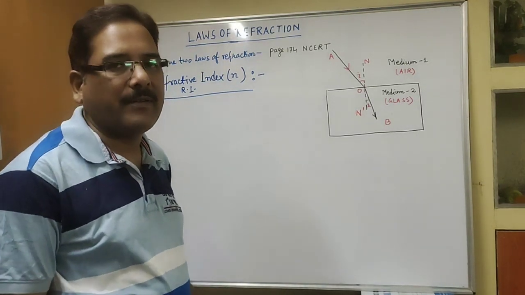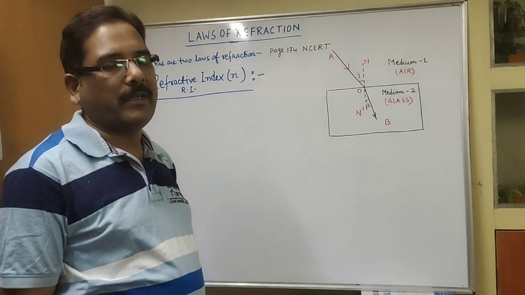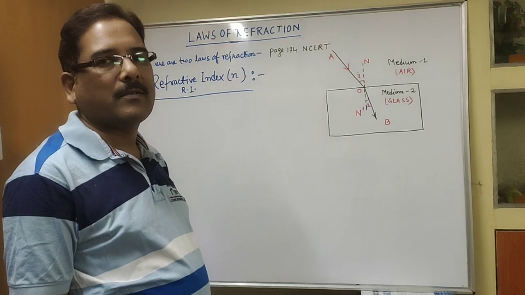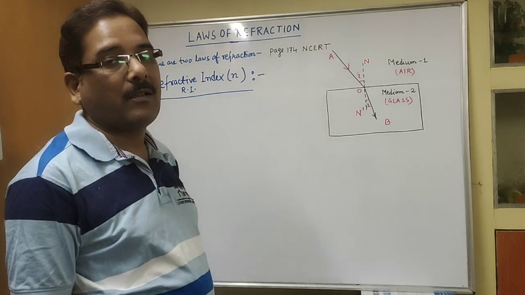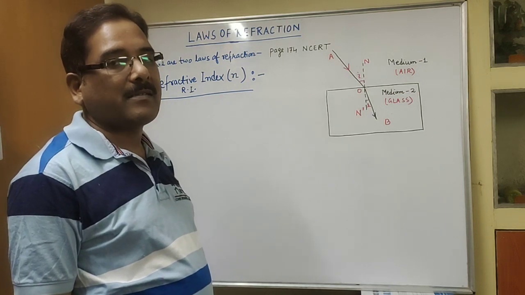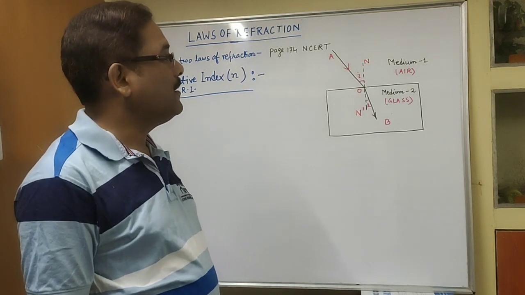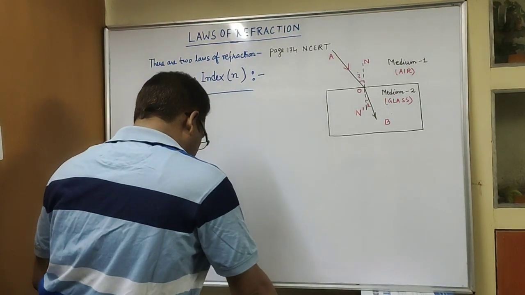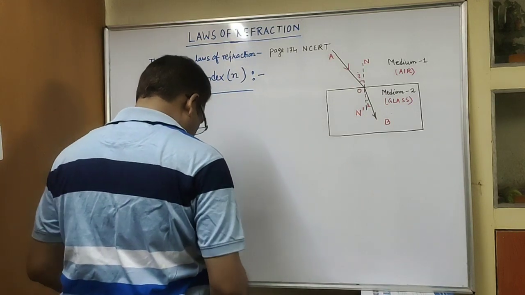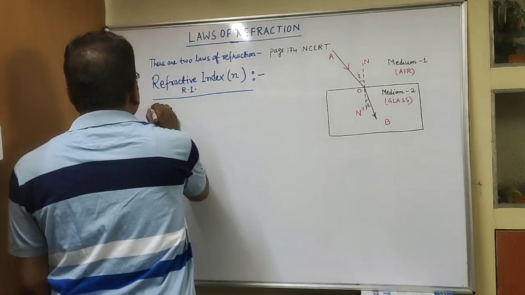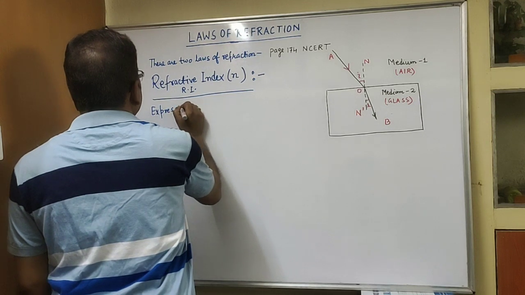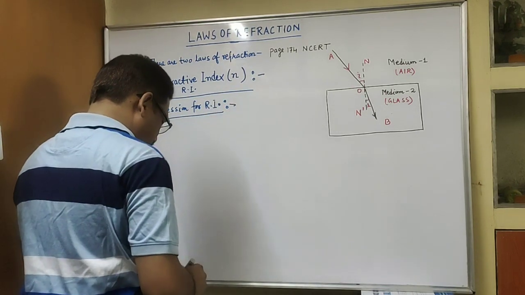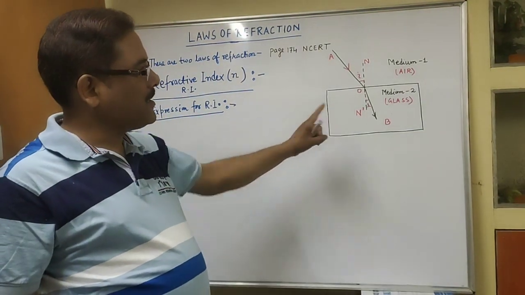Now we can relate a refractive index with an important physical quantity. We have seen that a ray of light deviates from its original path due to change in its speed. So we can relate refractive index with speed of light in two media, isn't it? So let us derive an expression for it. Expression for refractive index. Right. You will draw this figure and write down.